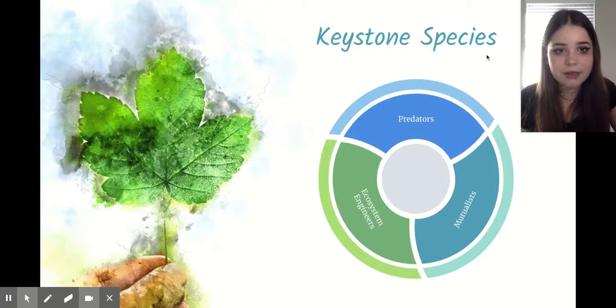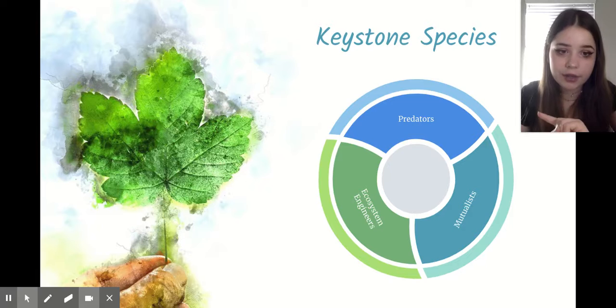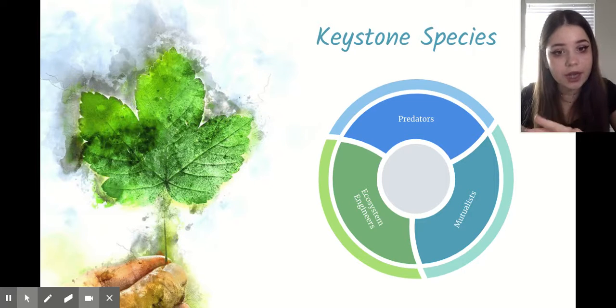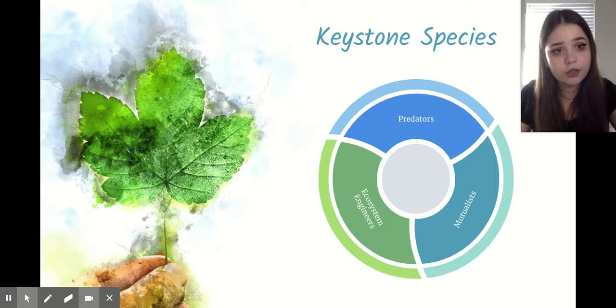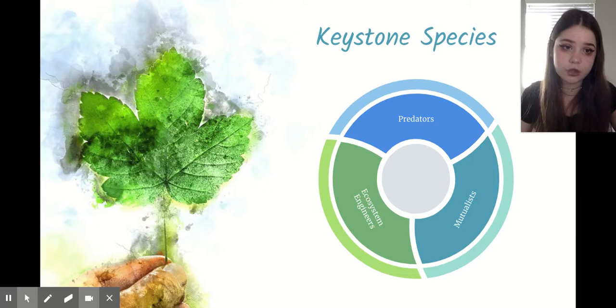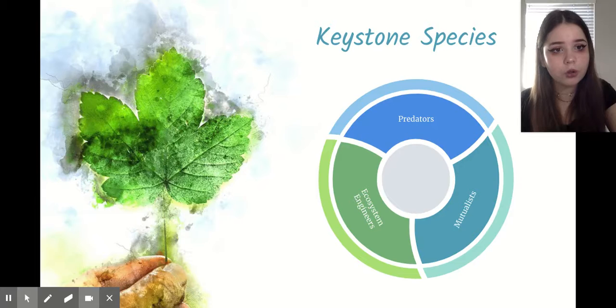So our next section deals with keystone species, and there are three main types of keystone species. We have predators, we have mutualists, and we have ecosystem engineers. Keystone species have really big niches. They have an unusually huge impact on an environment, so that if you were to remove a keystone species, that environment is going to collapse because they play such a huge role.